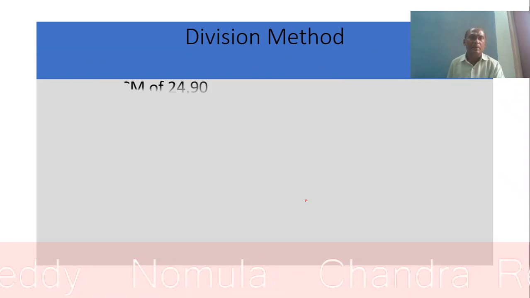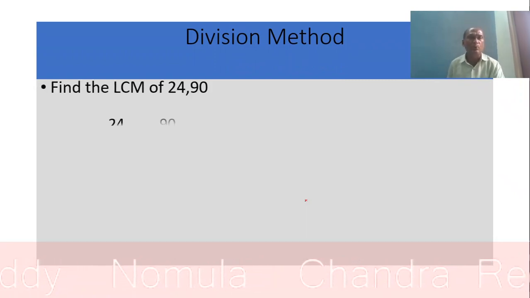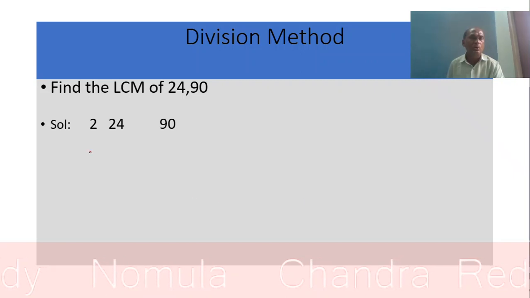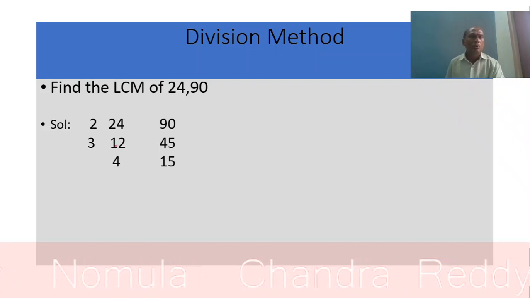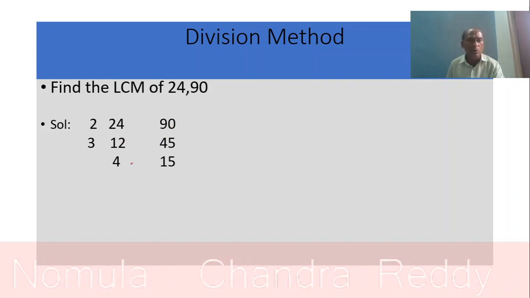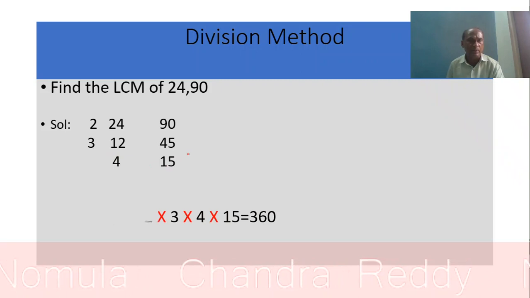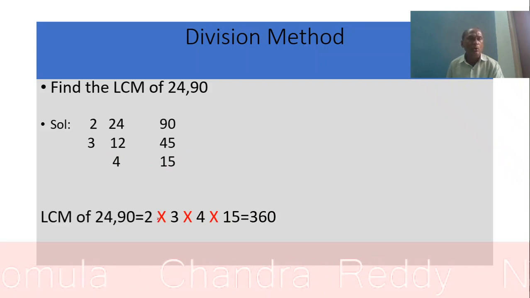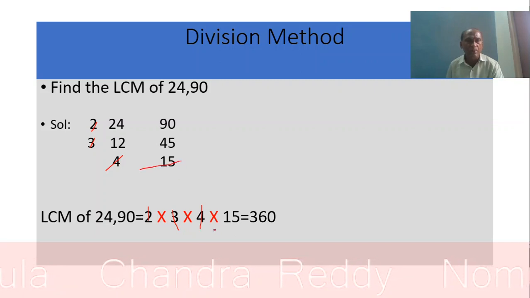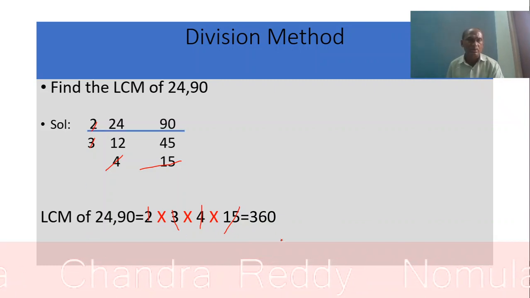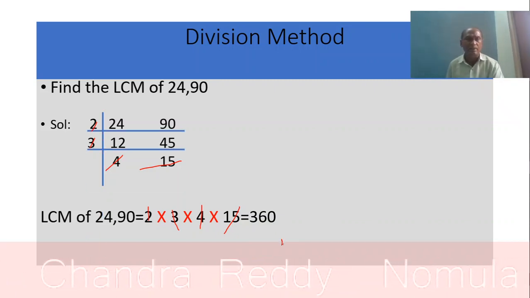Now division method. Find the LCM of 24, 90. First of all, 2 12s are 24, 2 45s are 90, 3 4s are 12, 3 15s are 45. Now LCM of 24, 90: 2 into 2, 3 and 3, 4 and 4, 15 and 15, we get the answer 360. That is the answer.